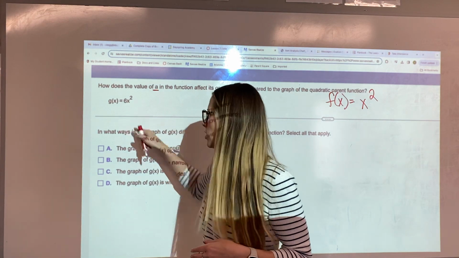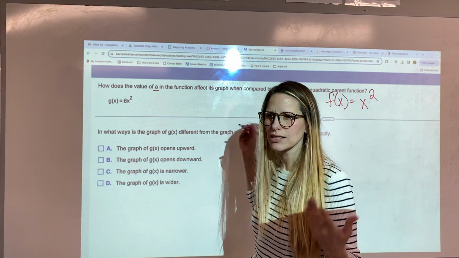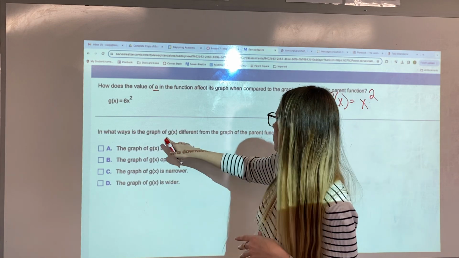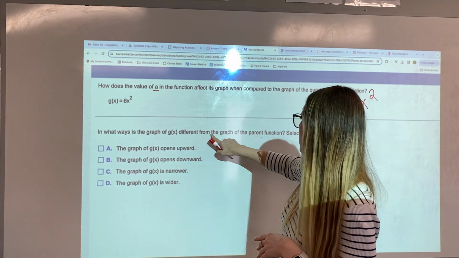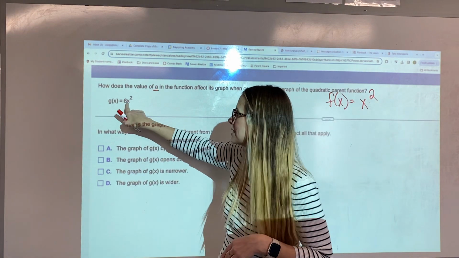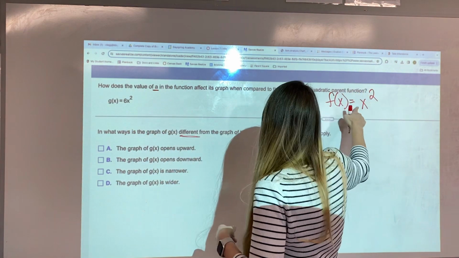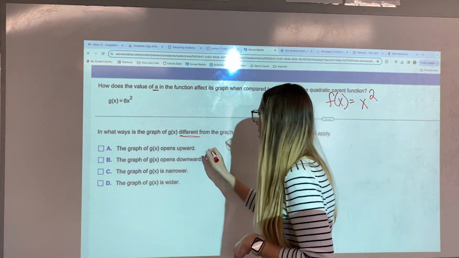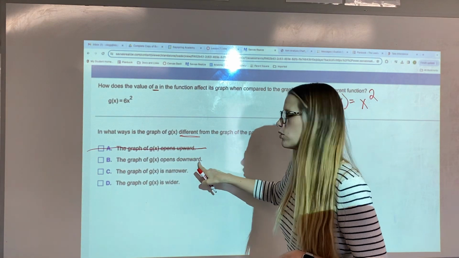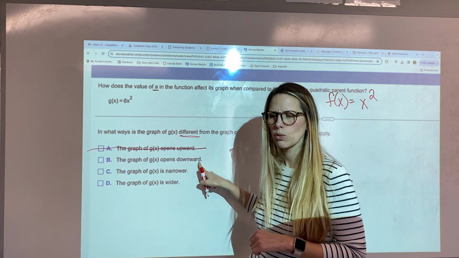They're both positive. So opening upward, they both open upward. So that's not going to be a difference. It says select all that apply. In what ways is the graph different from the parent function? So while this does open upward because it's happy and positive, it's not different from the parent function. So that cannot be correct. The graph opens downward. Yes or no? Except for D. Well, what did we just say?